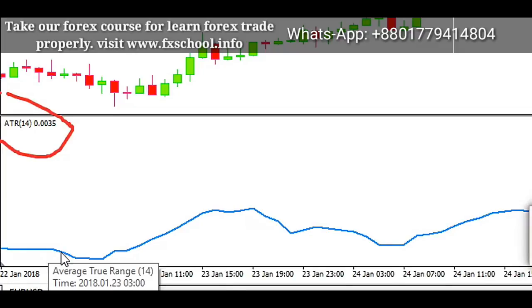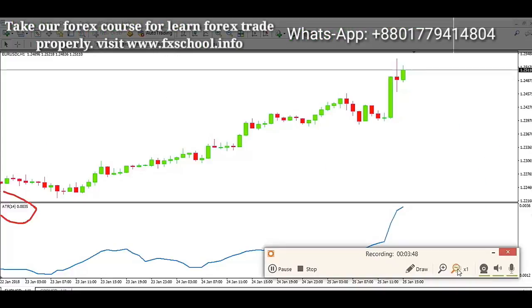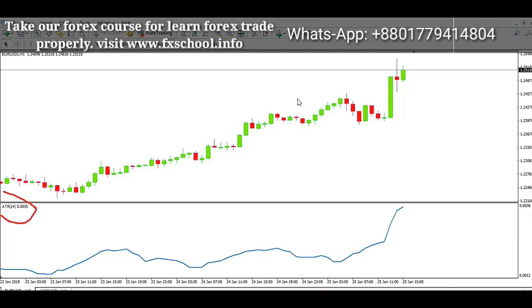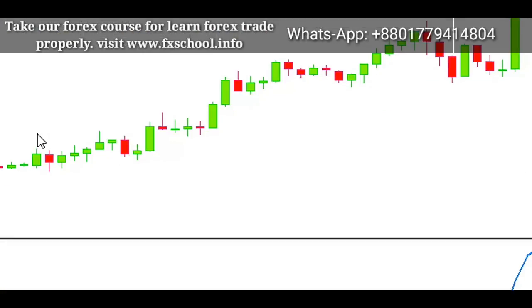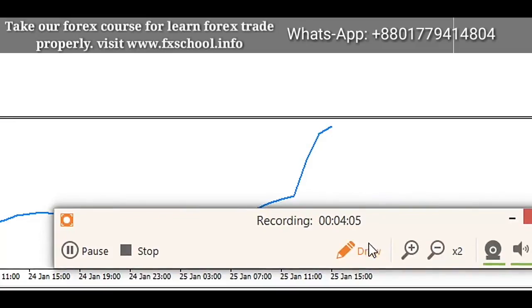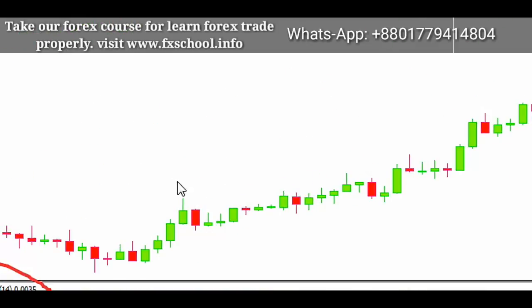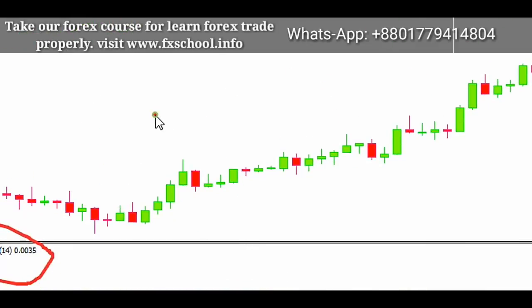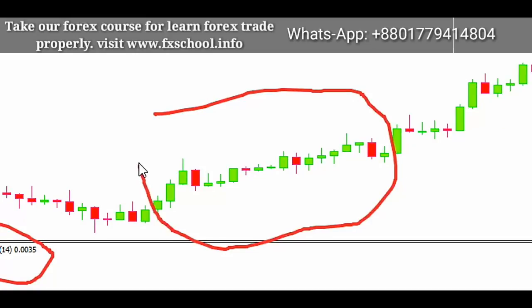Now I am coming to the point of how you can determine the ranging of the market. The sideways market, how can you know this? When you see this kind of small candle, I zoom in. When you see this kind of small candle in the market, you cannot trade.